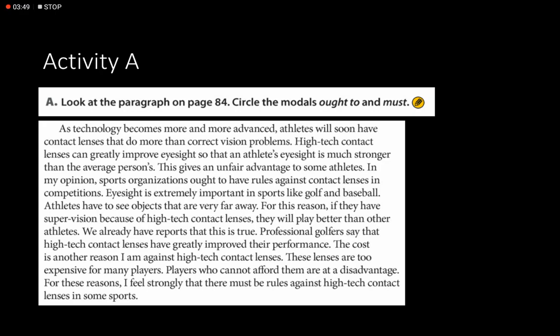Now guys, for the first activity, I need you all to read all of this and find the modals. Okay, the modals ought to and must. This should take you no more than 5 minutes. If you find them, guys, please just circle the two modals. And please pause the video and read.